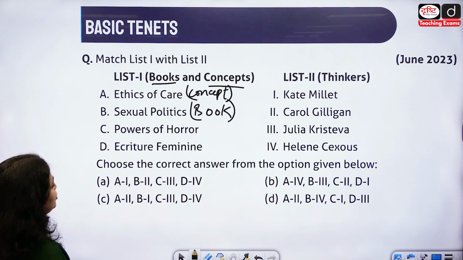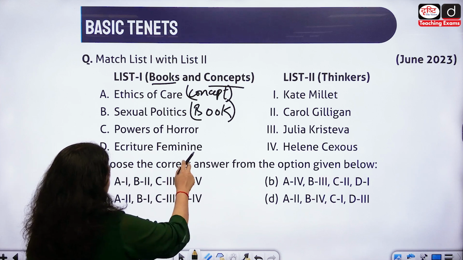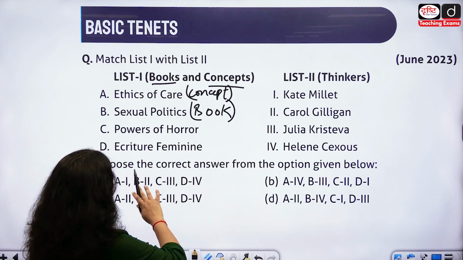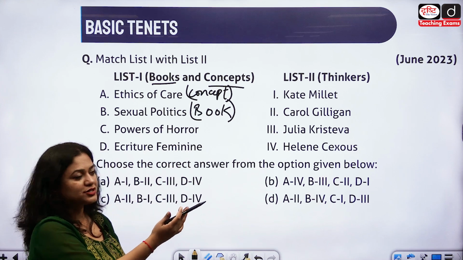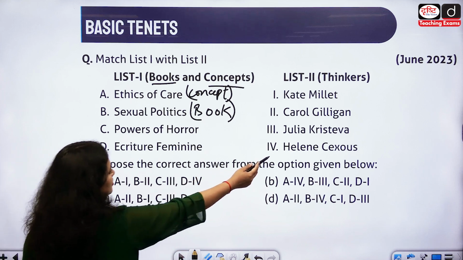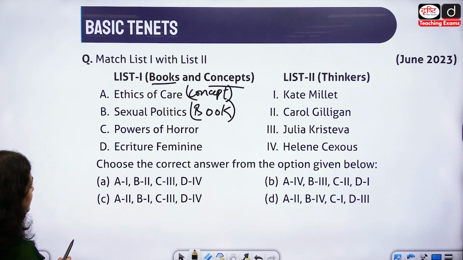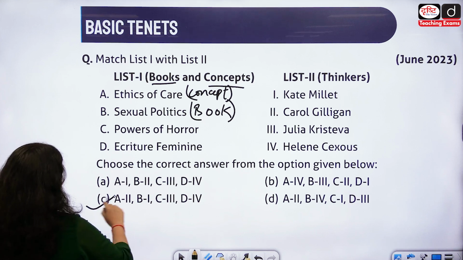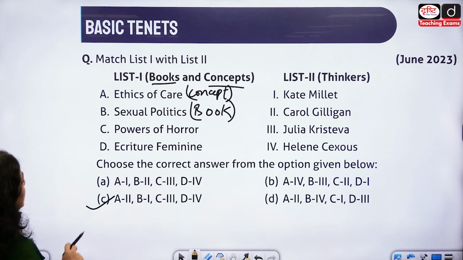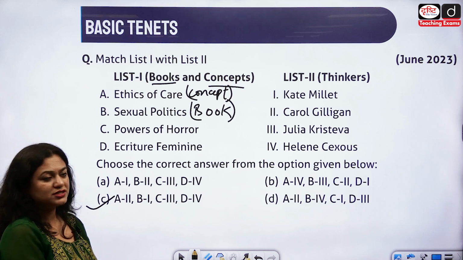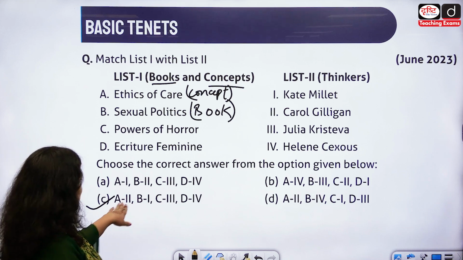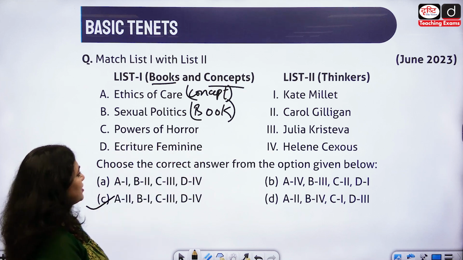Then you have Julia Kristeva, who has worked on Powers of Horror. Then we have A Creature Feminine. This is a French term, so I apologize, my French pronunciation is not good. Helene Cixous has worked on A Creature Feminine. Now the answer is C: A is with 2, B is with 1, C is with 3, and D is with 4. Not very difficult options, I would say.